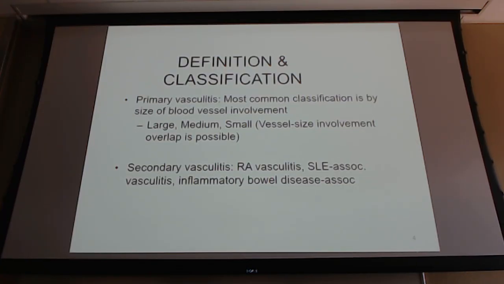Secondary vasculitis is broken down into those ones. So rheumatoid arthritis vasculitis, SLE associated vasculitis, so we talked about some of those things when we did SLE, and inflammatory bowel disease associated. So those are secondary. It's because they have that comorbidity that is causing this to develop and present itself.